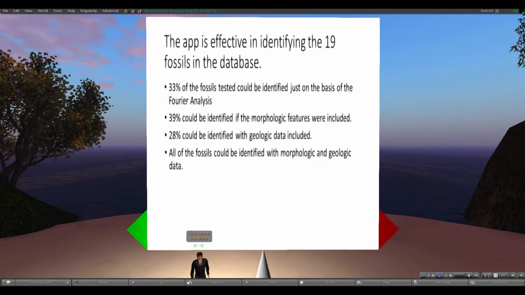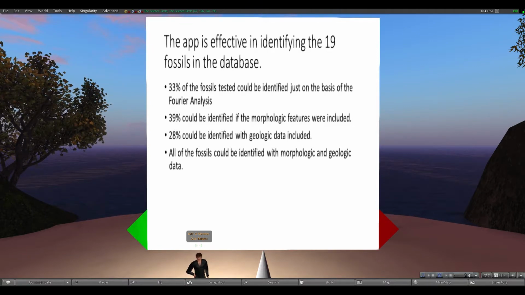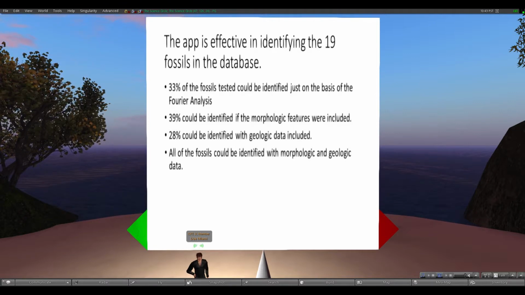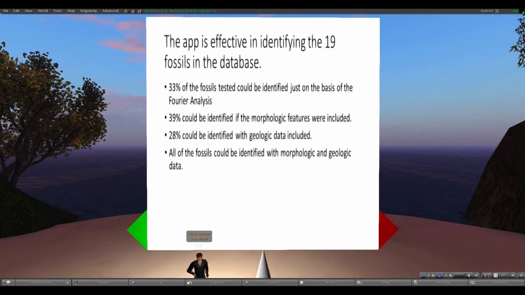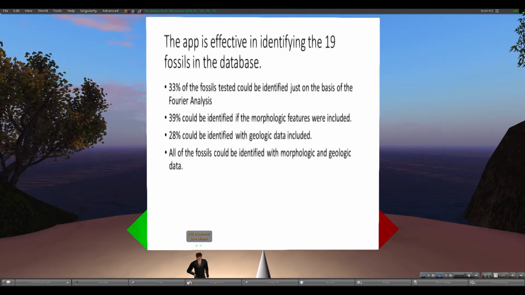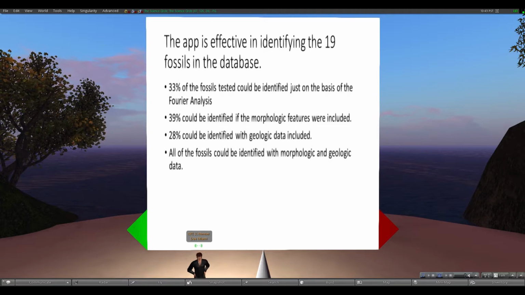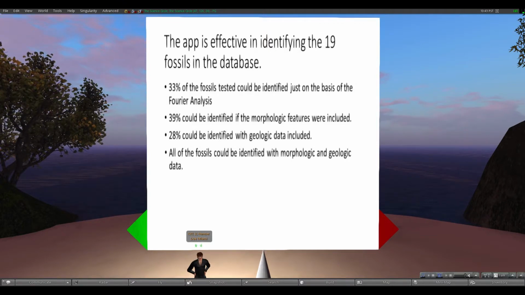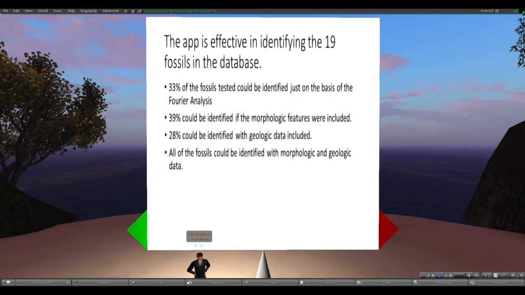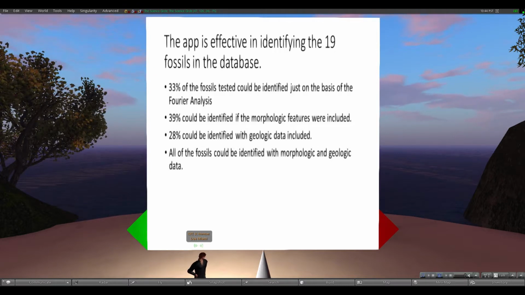It turns out that when I analyze the fossils from the museum, about 33% of them can be identified just on the basis of the Fourier analysis. Size and shape alone are able to give me accurate identifications. 39%, if I add in morphologic features, so I integrate traditional paleontology into the app, I get another 39% of accuracy. And if I add geologic data, like how old the fossil was or how old the rocks were that the fossil was found in, I pick up another 28%. So basically, using these database filters, geology and the morphology, I get 100% of the unknowns, which is pretty cool. So the app is pretty effective, again, if you sort of compromise and integrate it with traditional work.